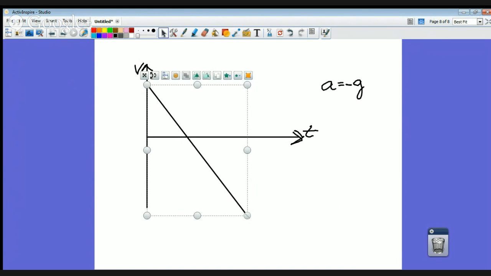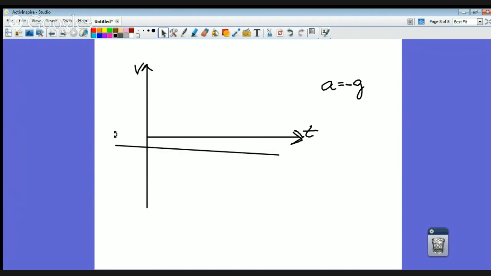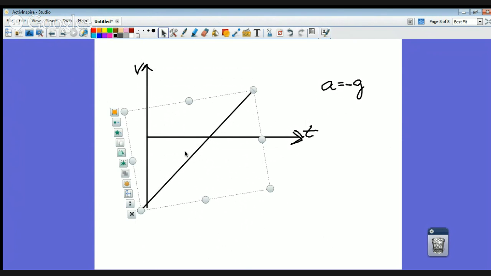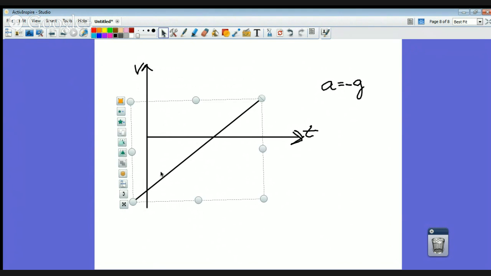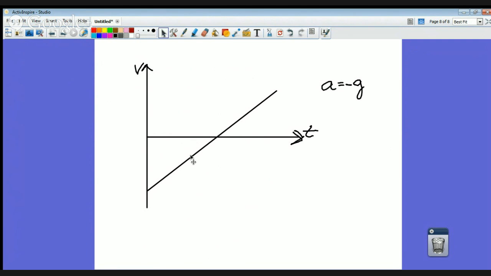Now, the other thing that you could see, and if they ask you this on a test, they might do it like this instead. So this is equally valid. Because you're allowed to say, and we're going to try not to do it when we're solving problems, that down is positive. And if down is positive, then the acceleration becomes positive g, and the slope should go up. But either way, that's showing you a constant acceleration, and you know that free fall is constant acceleration. And either is equally valid.